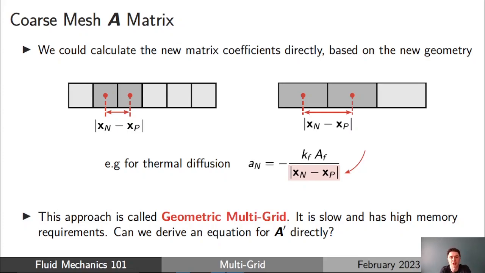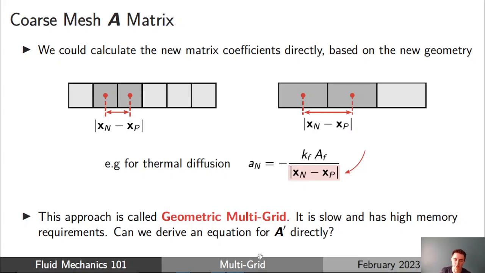And this approach is called geometric multi-grid. The reason for that, of course, is we're using the geometry. We're using the new geometry of the mesh to construct a new A matrix for the coarse mesh. But of course, even at first glance, you can see that this method is quite slow and it has quite high memory requirements, because we're going to have to go and construct all of those coefficients for all of the cells in the mesh again. And of course, every level that we go down in a multi-grid structure onto new meshes, we're going to have to repeat this process every time. This isn't a very efficient method of doing things.